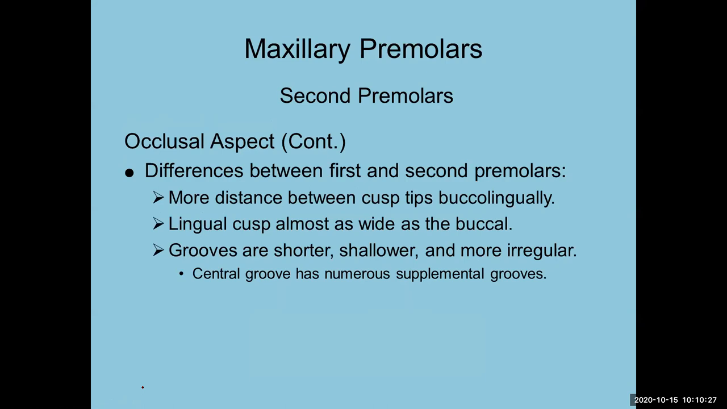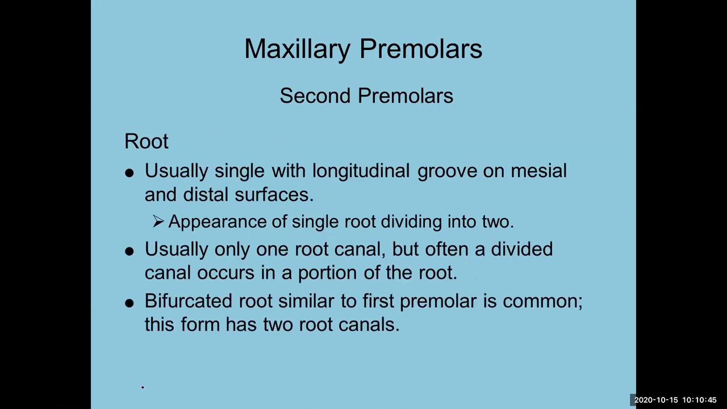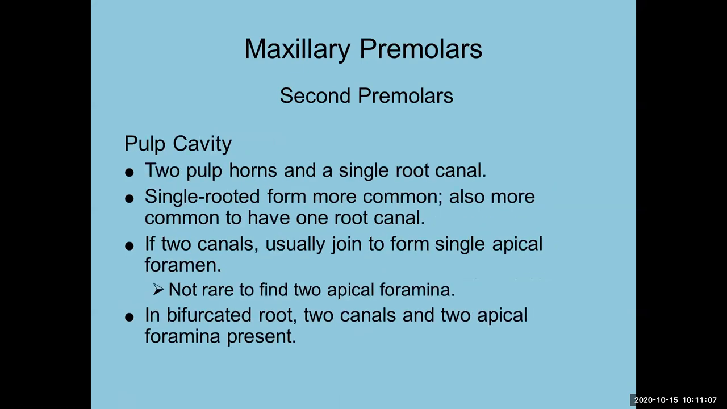The first of a class type is going to have very well-defined grooves. The second of that class type is going to have less defined grooves, shallower grooves, more grooves, and the third of a class type, like your third molar, is going to be even more wrinkly. There's usually one single root with one root canal. You can see bifurcated second premolars, but it's not very common. With bifurcated roots, you can have two apical foramina present because you've got two openings.